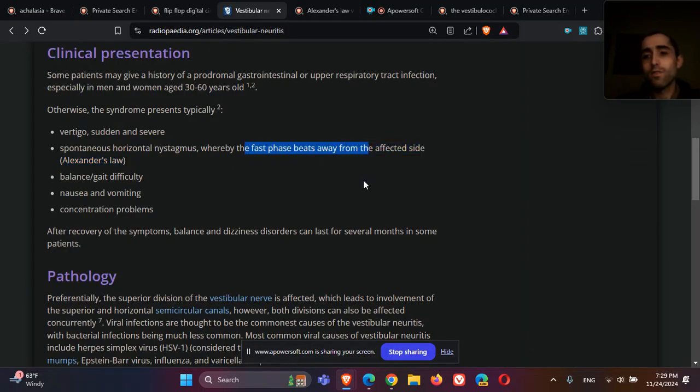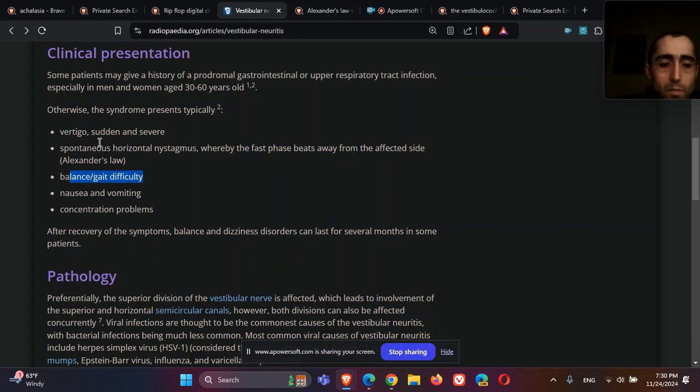So in vestibular neuritis, if you look to the healthy side, which is the fast phase side of the nystagmus, according to Alexander's law of peripheral nystagmus. Alexander's law is a law for peripheral nystagmus that comes from the inner ear and the vestibular nerve and not from the brain itself. So Alexander's law states that the fast phase will increase in amplitude if you look to the side of the fast phase.